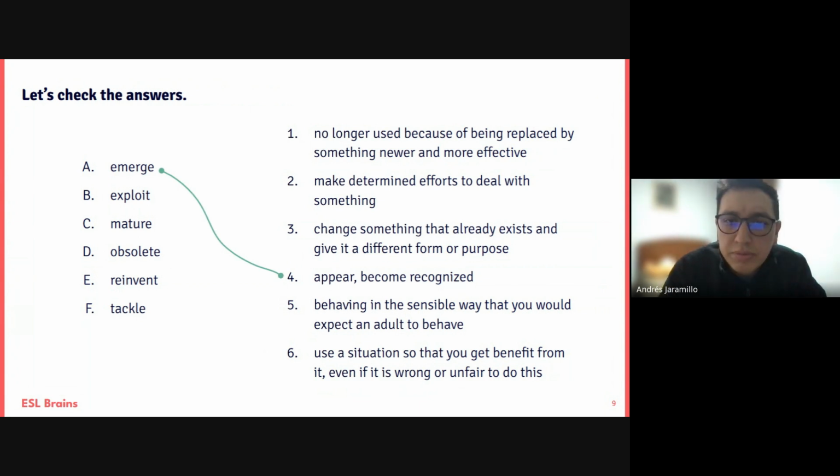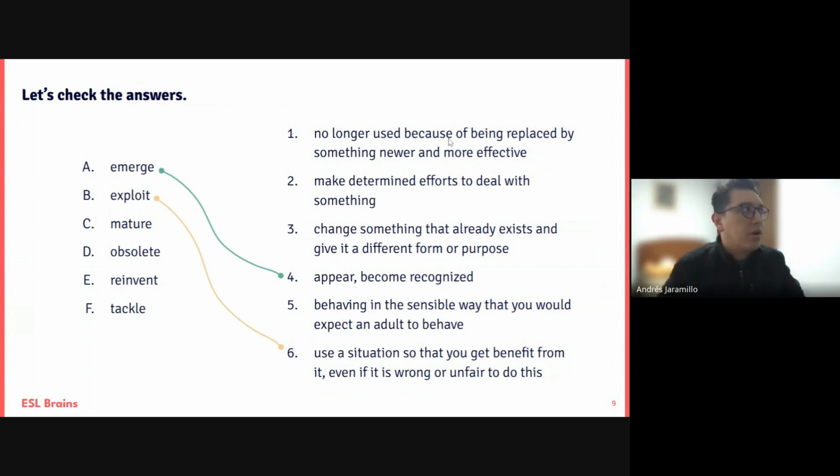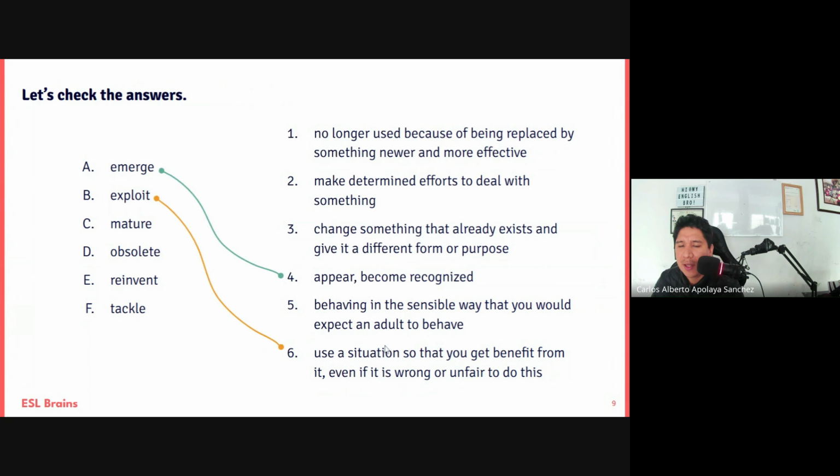No longer use. No longer es como que nunca más usado. No, exploit es usar una situación so that. Recuerda que so that significa para qué. Use a situation so that you can benefit from it, even if it's wrong or unfair to do this. You know, here in my country, people exploit natural resources to get a lot of money, but they don't care about the planet. You all see? So they exploit the natural resources.